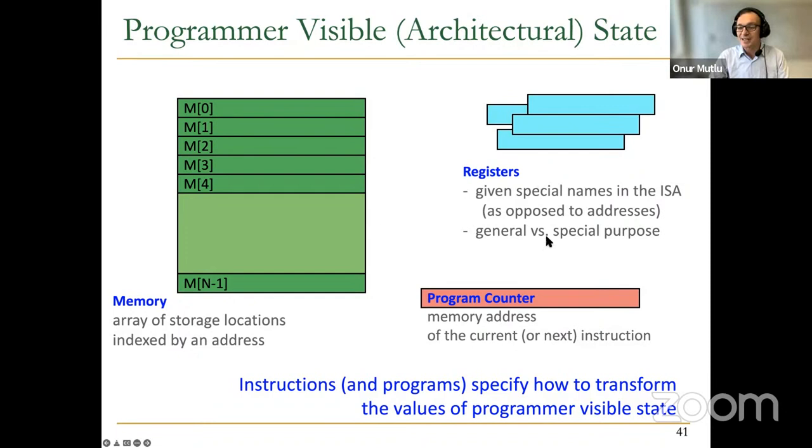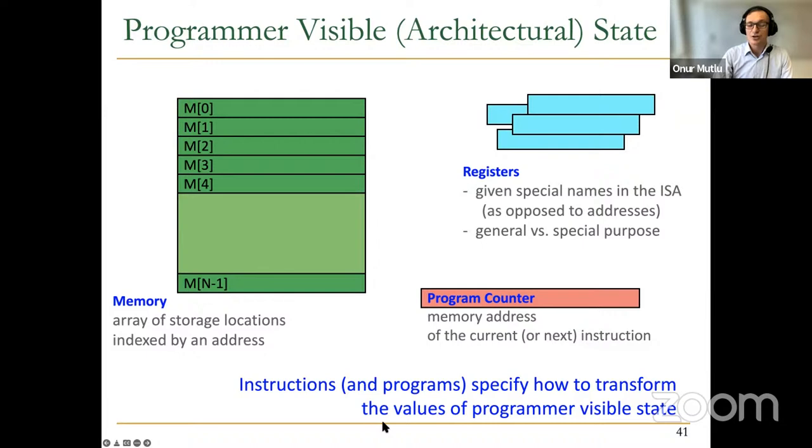But the general purpose registers that we talked about earlier, the MIPS register file, for example, is visible to the programmer. And the program counter is also visible to the programmer. So the programmer knows exactly which instruction is being fetched right now or executed right now, okay? Instructions and programs essentially specify how to transform the values of the programmer visible state from one state to another state, depending on the contract, the hardware-software interface.